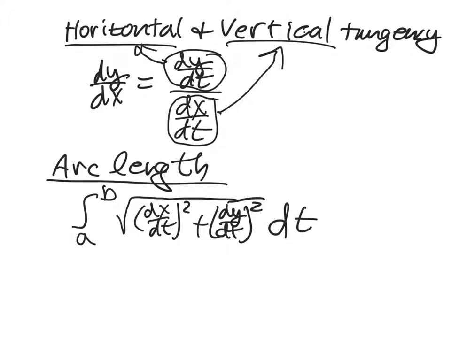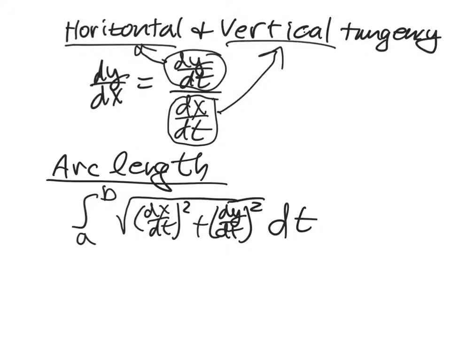Okay. So again, using the dx by dt and dy by dt, and that looks fairly similar to our arc length of y equals f of x, but using the parametric equations. Questions there?